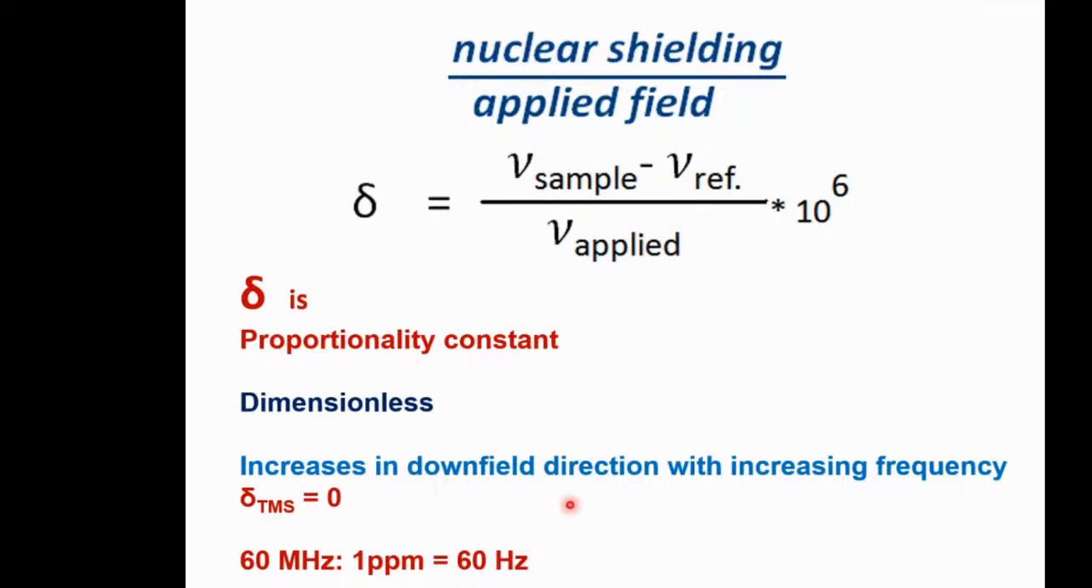Now it increases in the downfield direction from the reference. So if the TMS chemical shift is taken as zero, it increases in the downfield direction, that is from right to left. And on a 60 megahertz instrument, 1 ppm or 1 delta is 60 hertz. On a 500 megahertz instrument, 1 ppm would be 500 hertz, and so on.